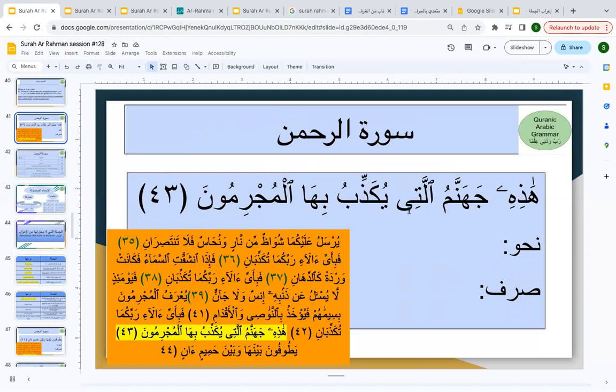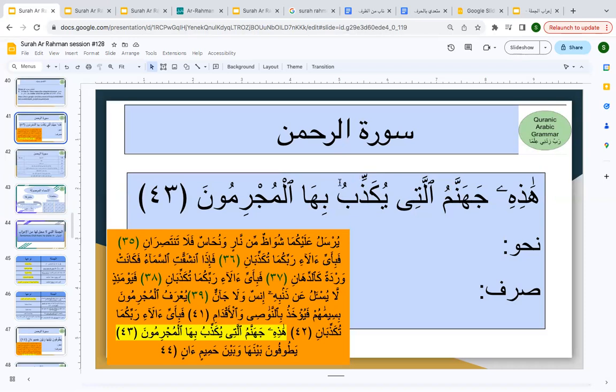And after you have ism mawsul, you look for what? Do you look for silatul mawsul? What kind of silatul mawsul do you have? Jumla fi'liyya, yukadhdhibu is fi'l mudari', marfu' bid-dhammati zahira. It is raf' in status because it is ending with a dhamma. If it was ending with a fatha, it would be nasb in status. If it was ending with a jazm, it would have been majzoom in status. But by default the status is raf', which is yukadhdhibu.